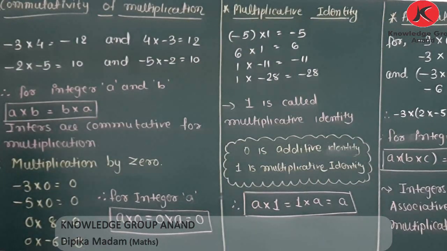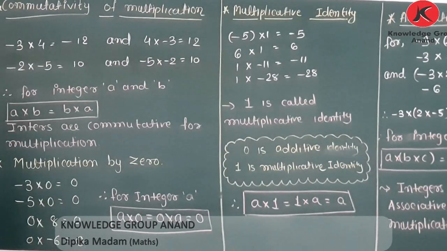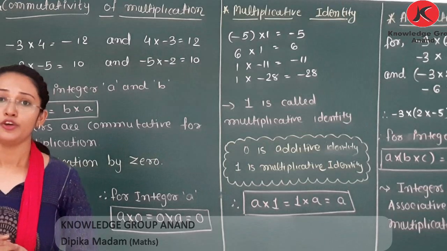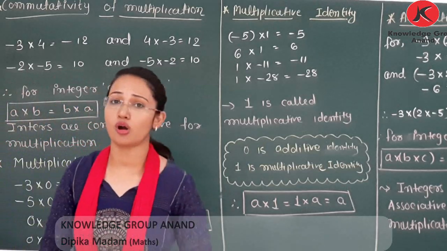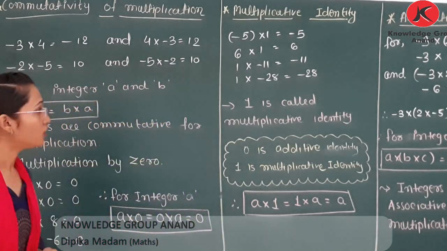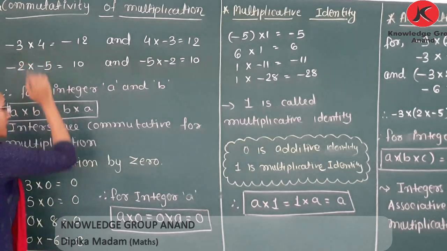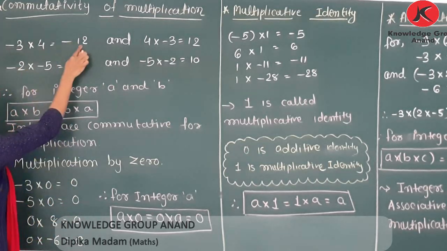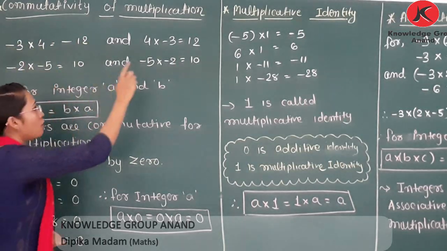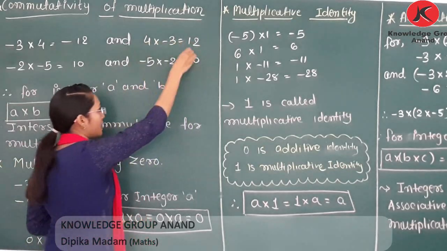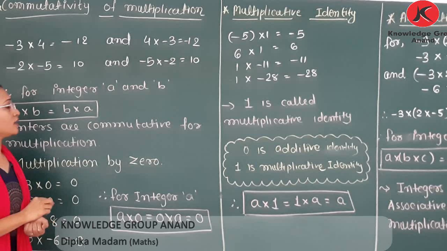Okay. After closure property, next property is commutativity for multiplication. Now, do you remember the commutative property for addition? Yes, it is a plus b is equal to b plus a. What does the commutative property say? That you can change the order in addition. Now you have to check if it is possible also for multiplication, yes or no. So first here -3 multiply 4, 3 4s are 12 and answer is -12 because one negative integer. And if you change the order, 4 multiply -3 that is -12. You can see both answers are same.